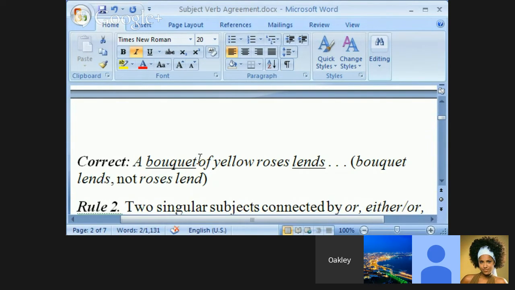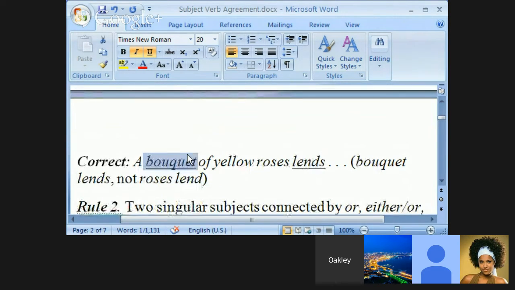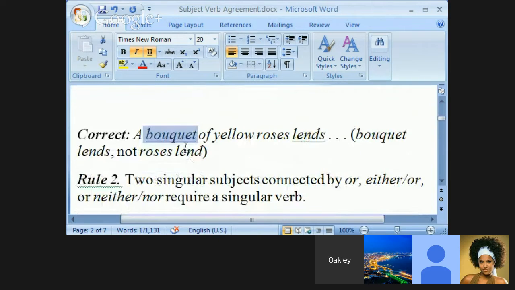And Anna, one other small correction. Bouquet is how we pronounce that. Bouquet. Yeah. Okay. Thank you. You're welcome. But wait, that was the easy rule.